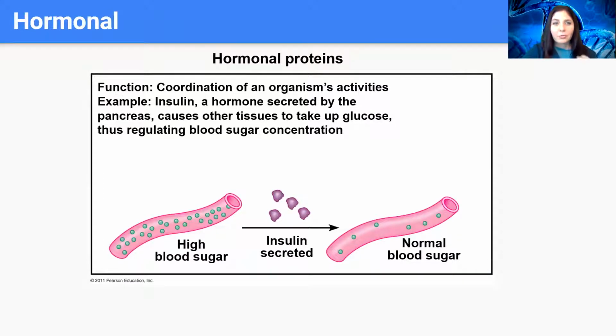Proteins also serve hormonal functions, so we do have hormonal proteins. It helps to coordinate organisms' activities. So for example, insulin is secreted by the pancreas. This causes other tissues to take up glucose, which helps to lower our blood glucose level. And if you have an abnormality with your receiving proteins, then you might have high blood glucose levels and you might have to go on insulin. And we call that diabetes. There are two different types, type 1 and type 2 diabetes, and we'll be discussing those in a different lecture.